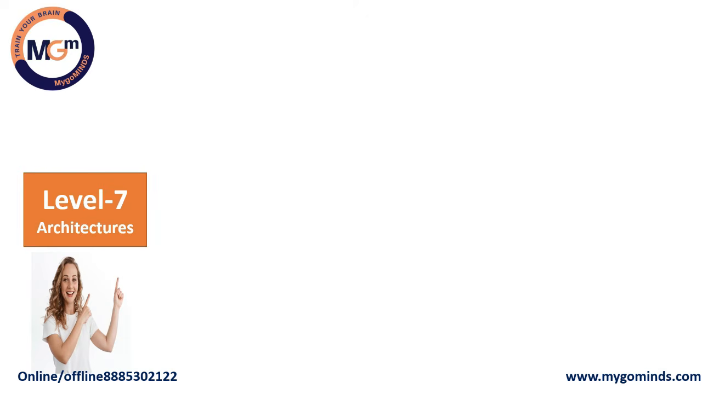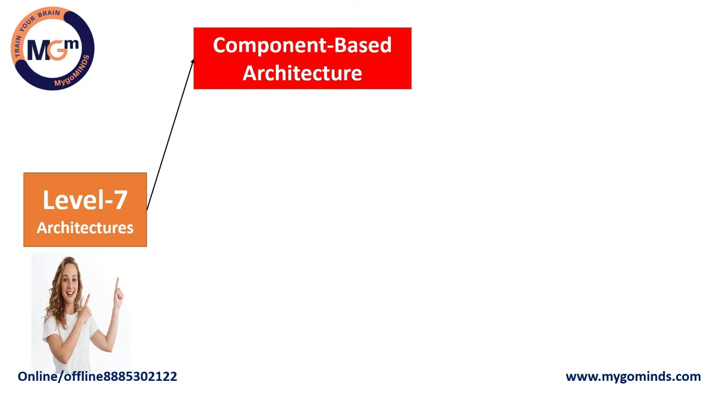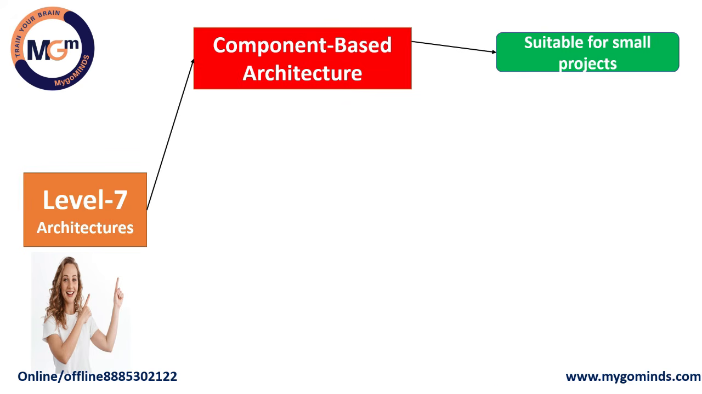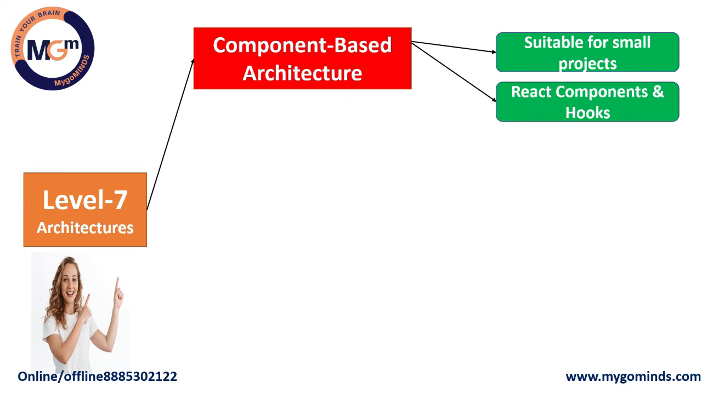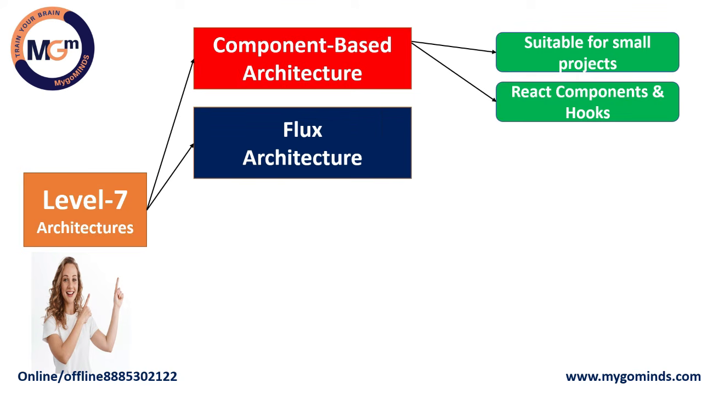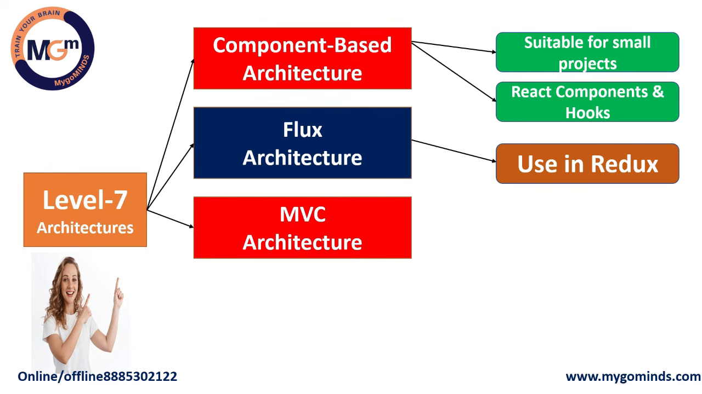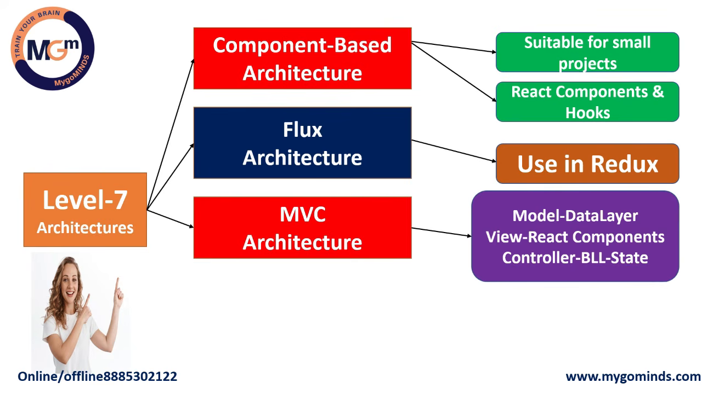And then we'll discuss the architectures used in real time, what architectures they use when developing applications with ReactJS. This is very helpful for experienced people. Generally, ReactJS supports three types of architectures. Component-based architecture is suitable for small projects. Here we'll deal with React components and React hooks. And then Flux architecture. Flux architecture is purely related to Redux. And MVC architecture, model, view, and controller.